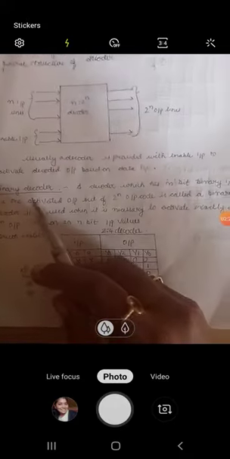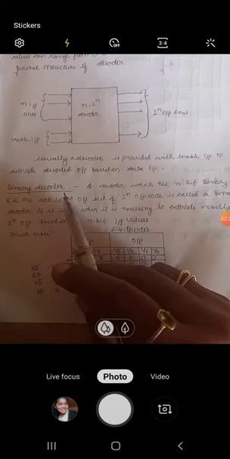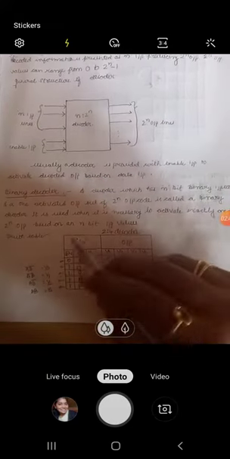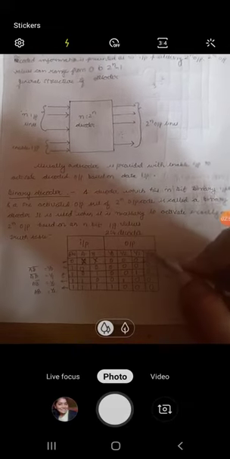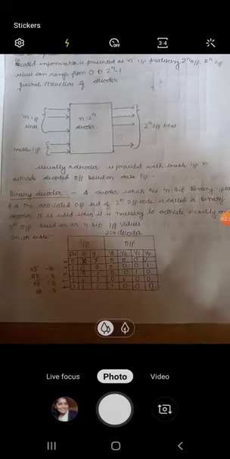Now we'll come to the next topic, called a binary decoder. Binary decoder means what? The difference between this and the previous one is that in a binary decoder, it is the same thing: n inputs and 2 raised to n outputs. But only one of the outputs is high. Okay, one of the outputs is high.